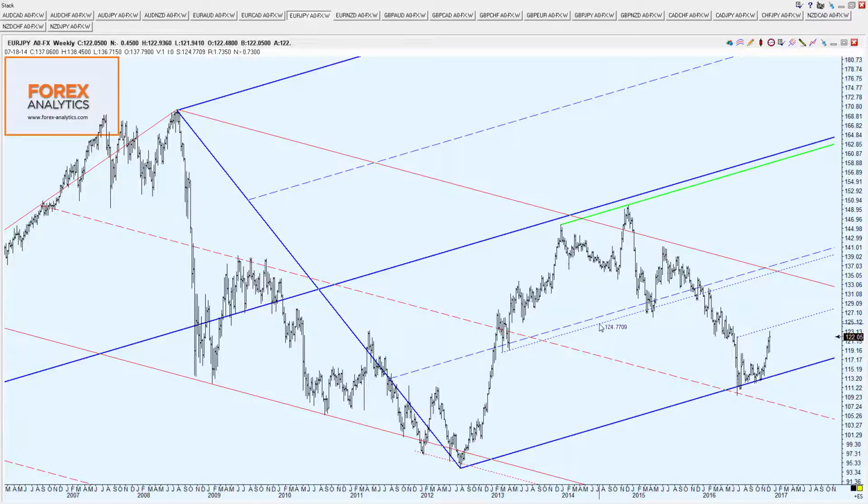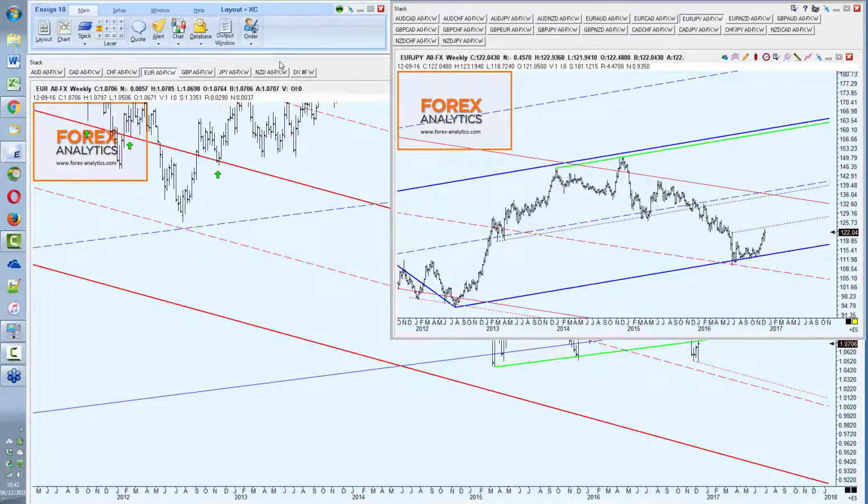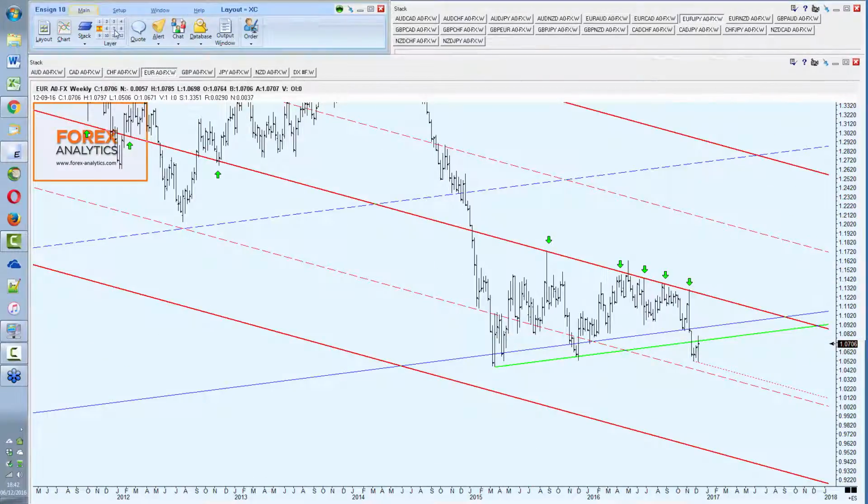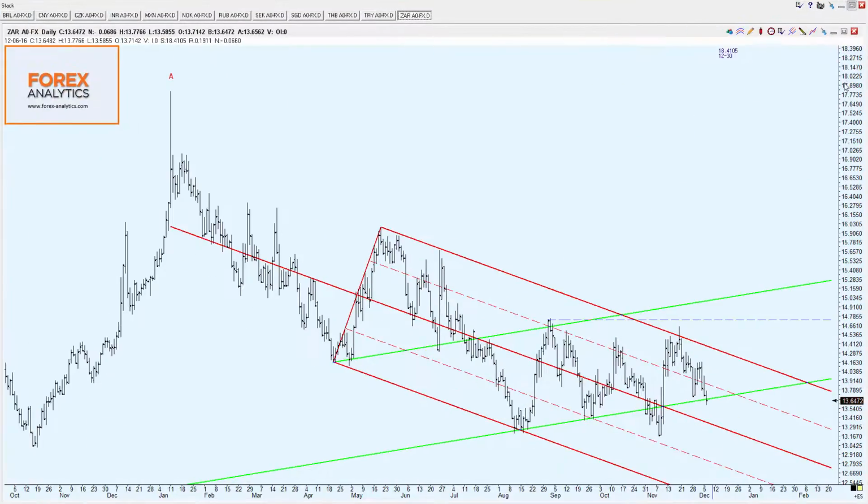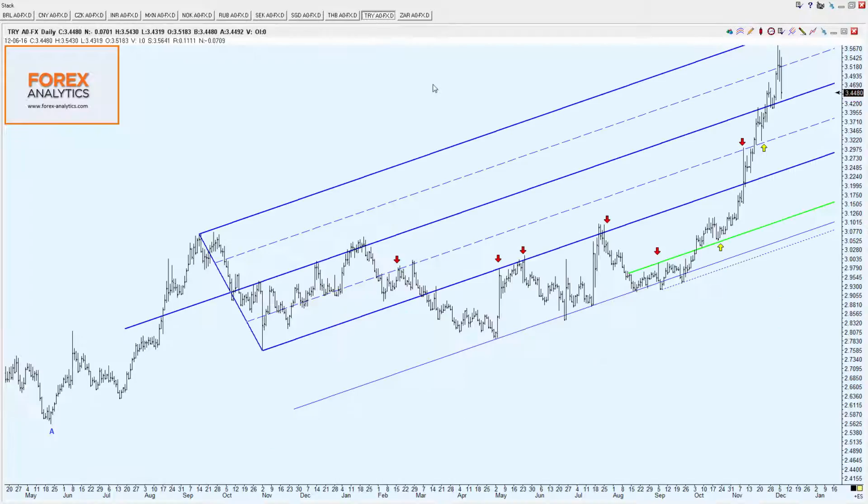Oyup, I'm sorry if I'm pronouncing your name wrong. Turkish lira. I posted that as well into Twitter a while back. Yes, you're right. Let me go and look at this. This is on a daily base. Sorry, Turkish lira. There you go.